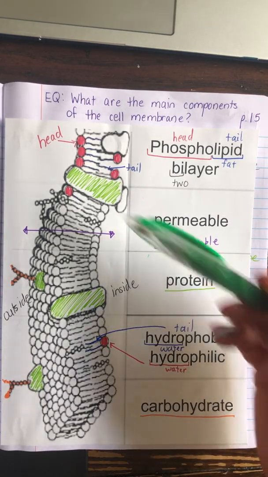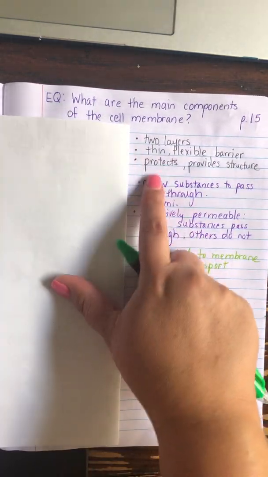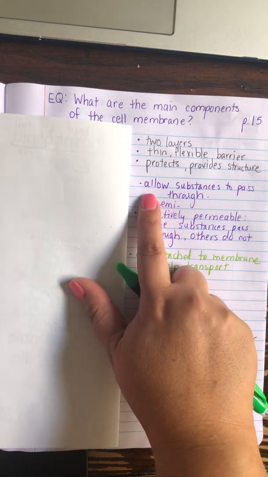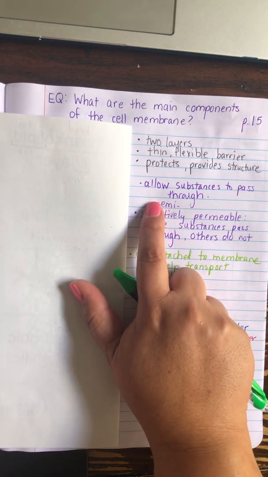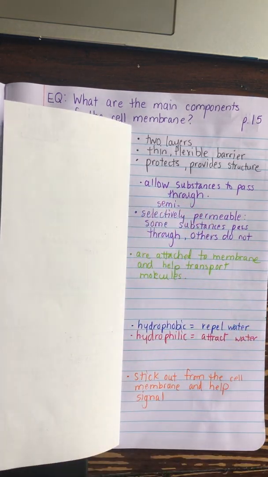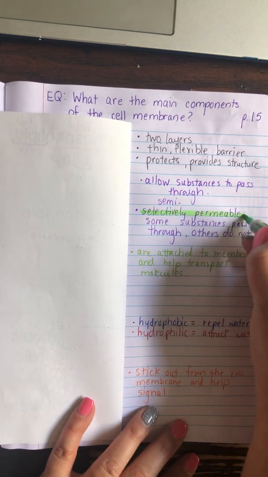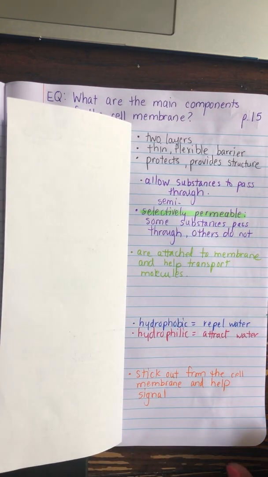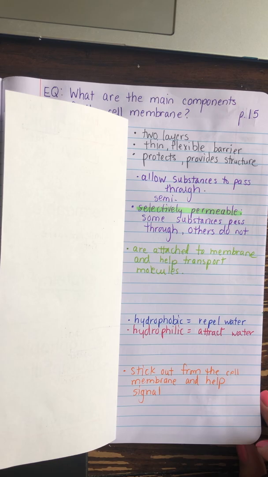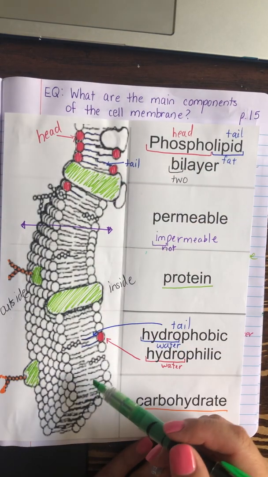So the composition of the cell membrane will be really important for your test. You should know what it does. It controls things that come in and out of the cell. It allows certain substances to pass and others to not. This word selectively permeable is pretty important, the idea that some things can come in and others cannot. You should understand the makeup of the cell membrane.